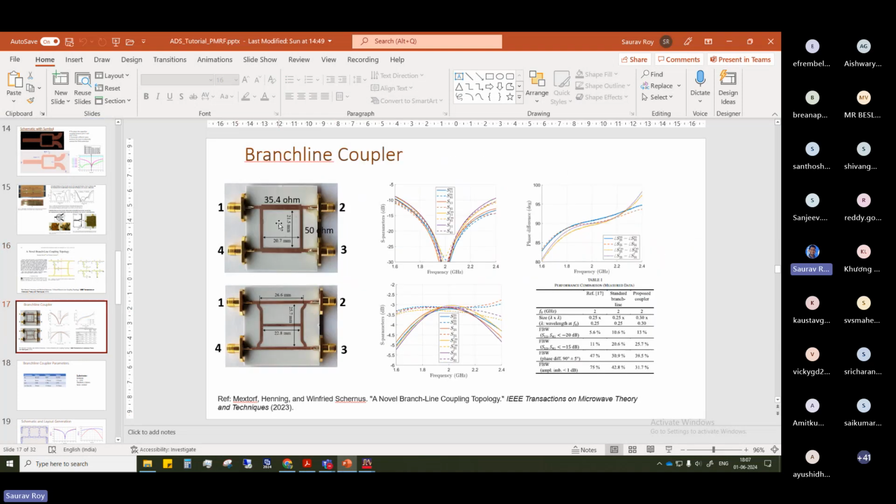And these are the ports. This is the simple branch line coupler. You can do this one only, or you can do this one as well. This is the better one. And they provided the lengths and everything, even the line impedance.